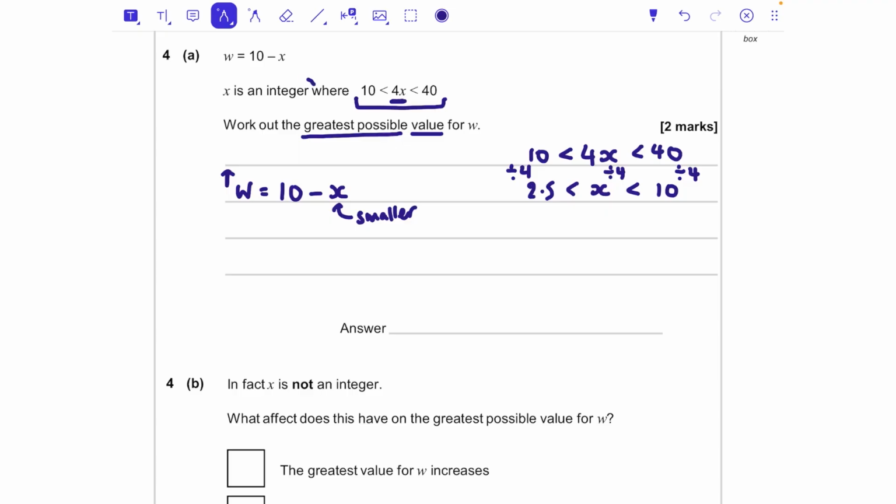Now, it did tell me that it had to be an integer, a whole number. So the smallest whole number that x can be, given that it needs to be between 2.5 and 10, is 3. So 10 take away 3.